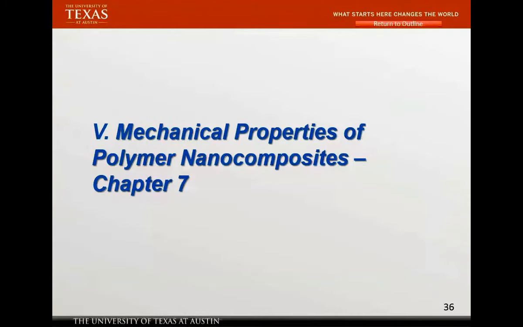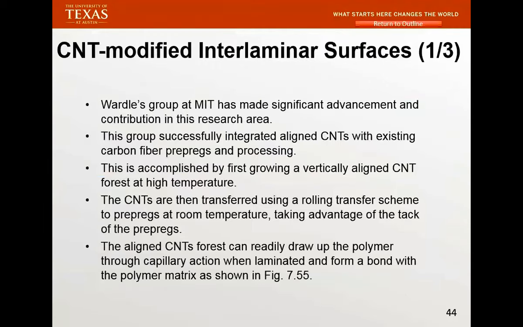Okay, so this one I'm going to talk about mechanical. Mechanical is most important. I'm going to actually draw one example from my friend from MIT, Professor Warlow. He makes significant advancement in this whole area to have better CNT composites, and what he's looking at is the interlaminar surface. Basically he is growing the CNT actually in the prepreg.